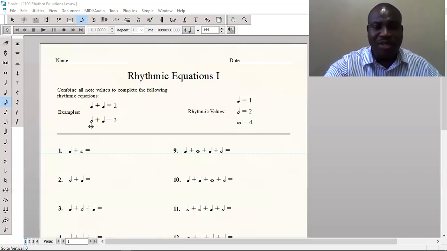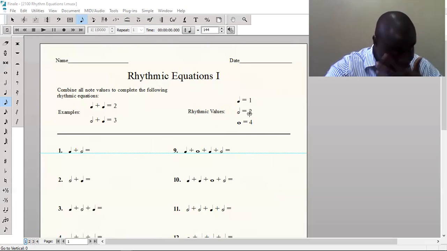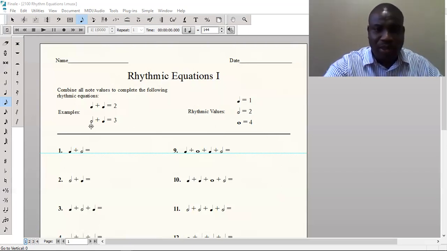All right, so when we come to this example, we know that the minim or the half note is 2 beats, or let's say 2 CDs. So when you add 1 CD, which is crotchet or quarter note, to a half note or a minim, you're going to get 3 CDs. Why? Because a minim or a half note is 2 beats plus a crotchet or a quarter note, which is 1 beat. So 2 plus 1 is 3.